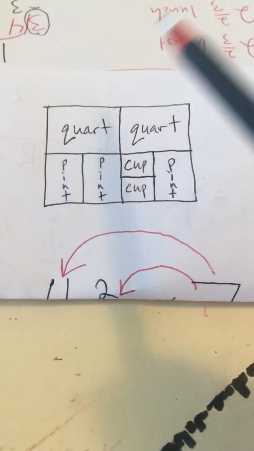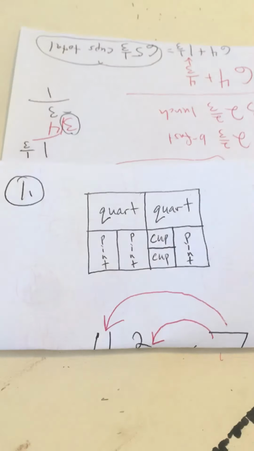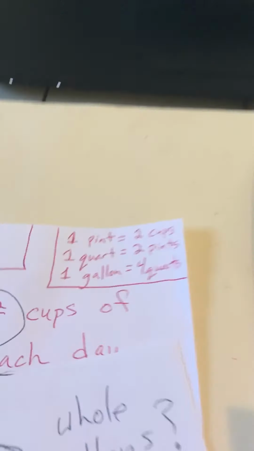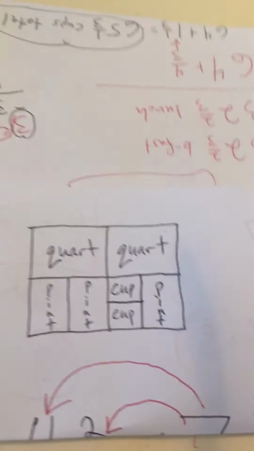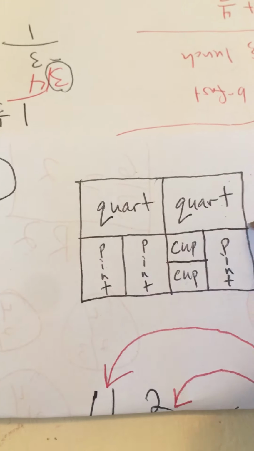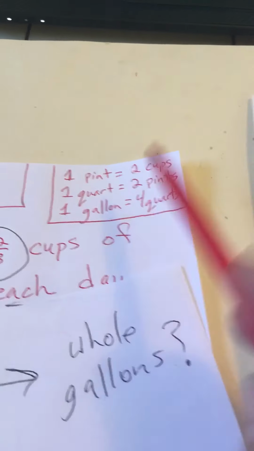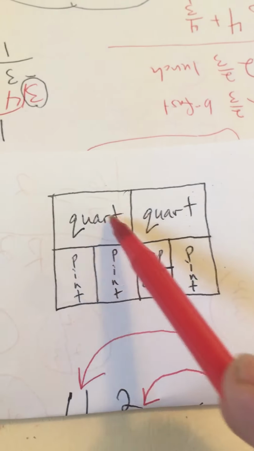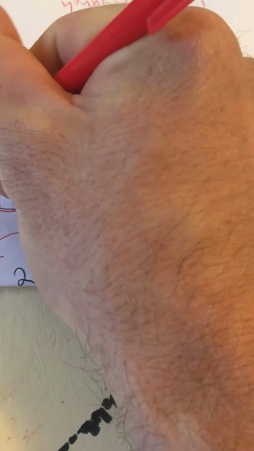So we're going to use this little model from yesterday. We did kind of the same one. Right up here it says that there are 4 quarts in 1 gallon. So I cut this gallon into 1, 2, 3, 4 quarts. A quart is 2 pints. So then I took one of those quarts. Here's 1 quart, and I cut that into 2 pints.